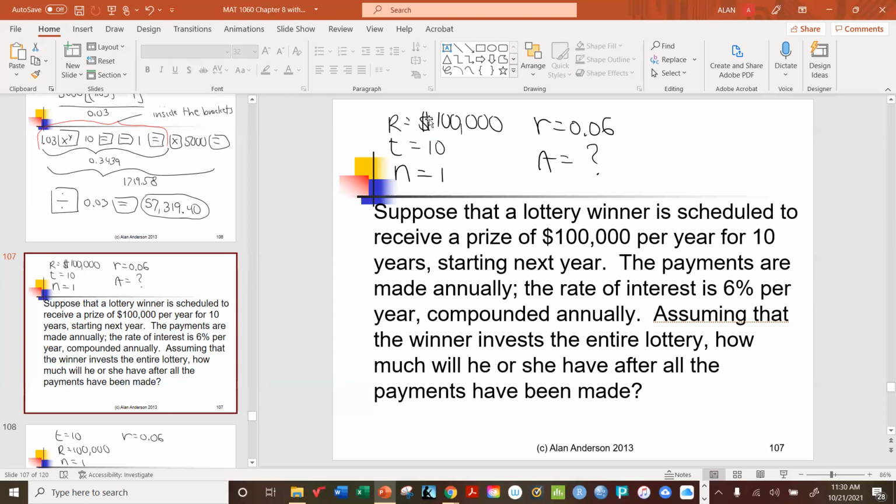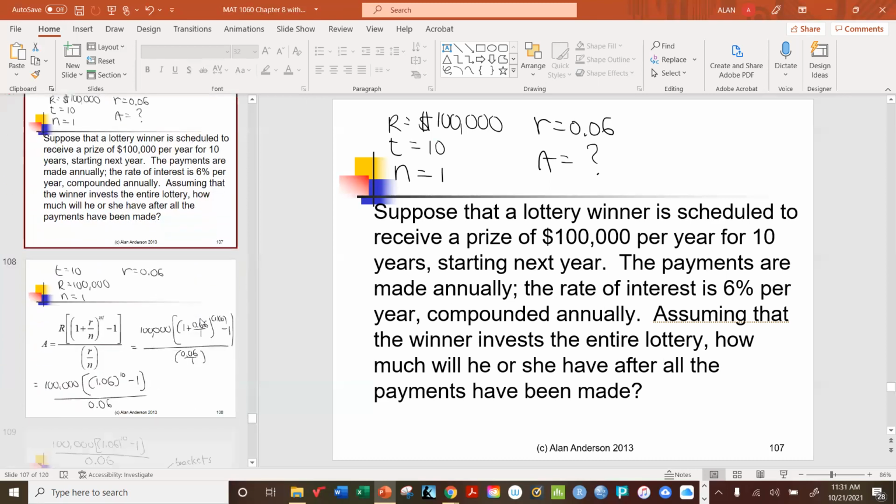So that means in our formula, capital R is 100,000. Remember, R means repeated payment. T is 10 for 10 years. N is 1, which means compounding is annual. And it's a 6% rate of interest. And so you end up with what amount? A is what we're looking for.